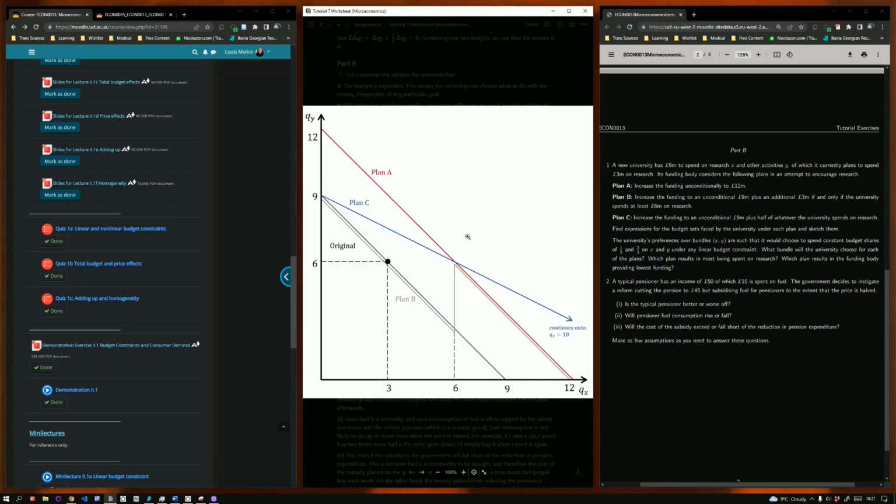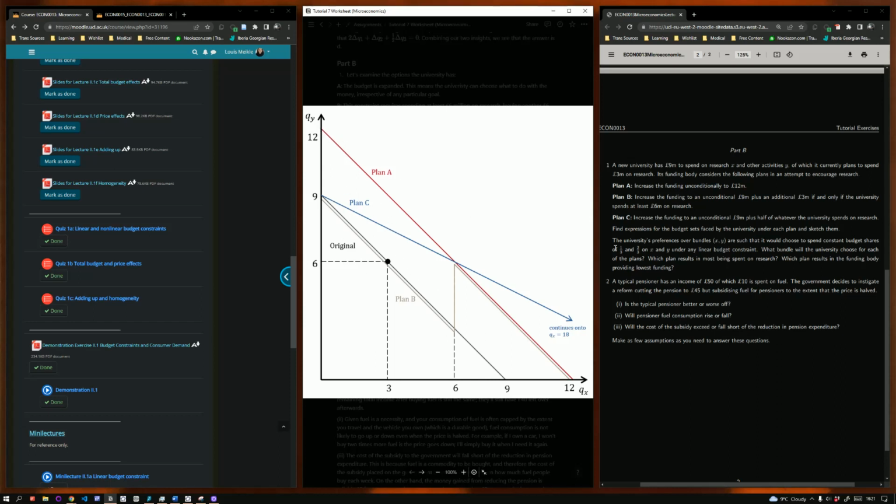Okay, here it is. So these are our 3 different plans. I've also included the original, just so it's clear. So you can see with the original here, we have our original 9 million, and it's just a standard budget constraint. Keep in mind here that I've assumed the prices for research and other activities are constant. So I'm just going to keep it a straight line unless something else comes along.